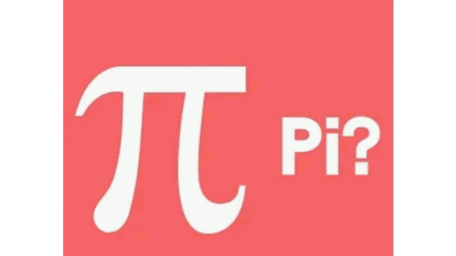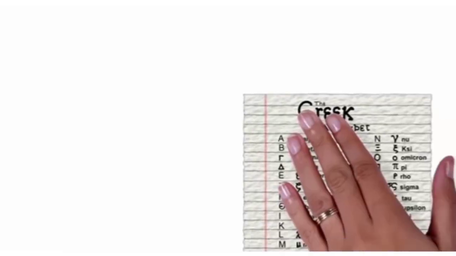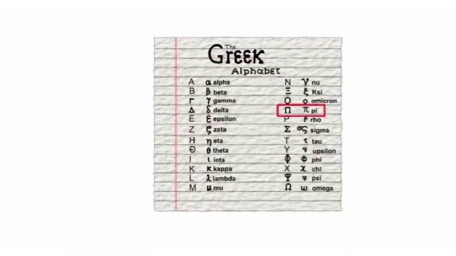So throughout the engineering life, we've been using this concept pi. So what actually is this pi? Let's see. So the pi is the 16th Greek alphabet, as you can see on the screen.